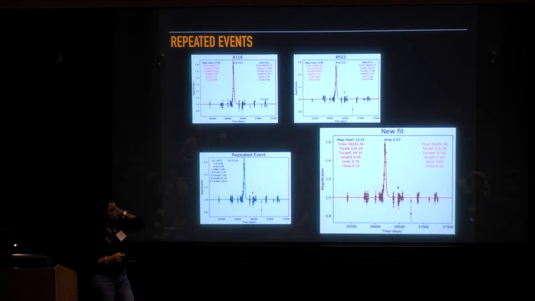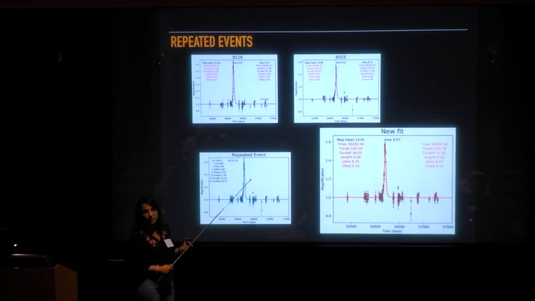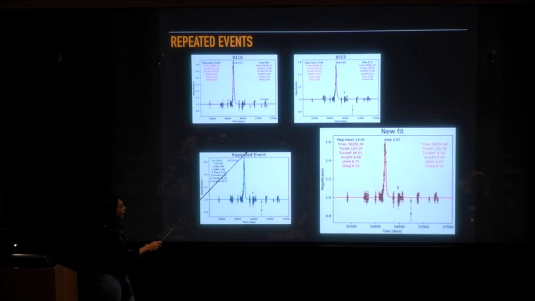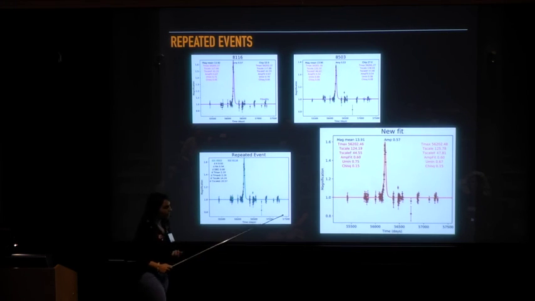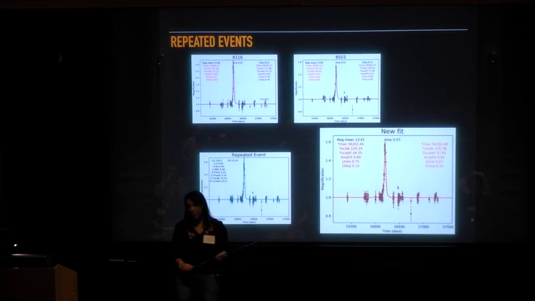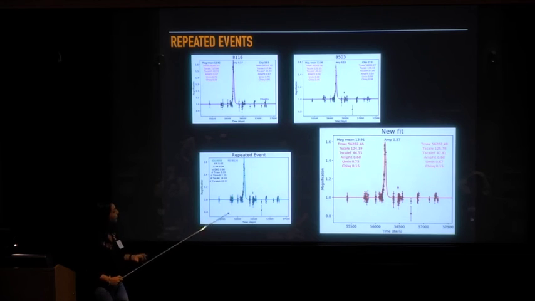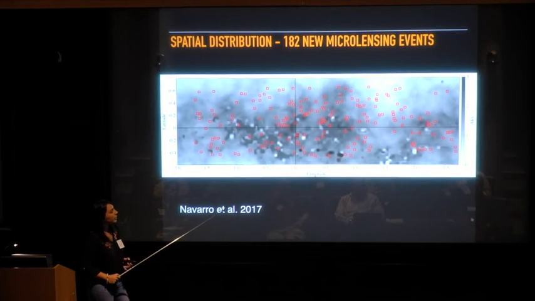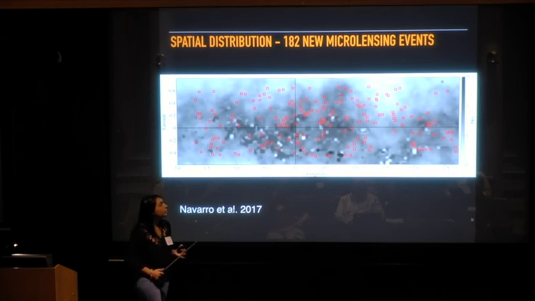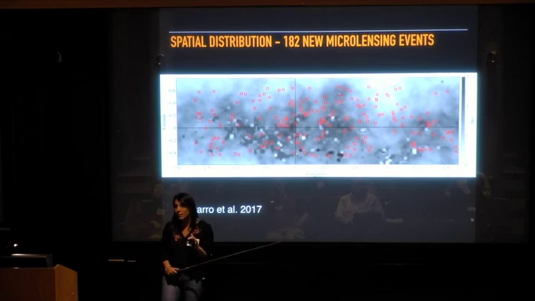So the idea is more or less this one. These 2 events here were found as different events in different pawprints. If we combine the data, you can see that it's probably the same event. Then I obtain the parameters using all the data, so they are better constrained. The first final sample is almost 200 microlensing events in the very, very center of the galaxy.